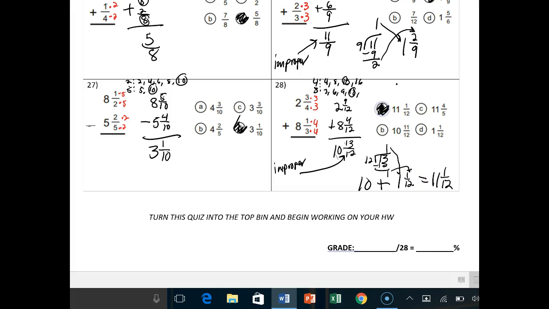Make sure you're copying all work down. Make sure you're giving me good explanations to get half your points back on your quiz.